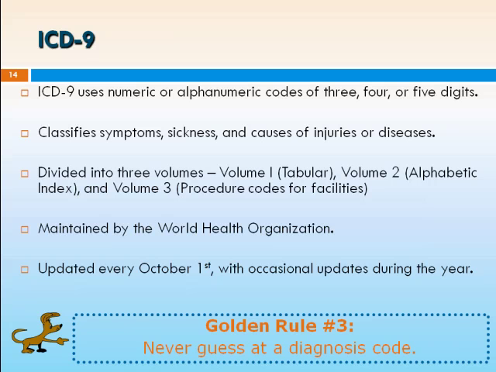For these, you'll turn to the ICD9 codes, which we're going to talk about on slide 14. ICD9 uses numeric or alphanumeric codes of 3, 4, or 5 digits to classify symptoms, injuries, illnesses, and diseases. There are actually 3 volumes in the ICD9 manual. Volume 1 is the tabular section, which you'll use primarily for physician billing. And then this tabular list actually classifies the groups of diseases or injuries according to etiology and also by various organ systems.